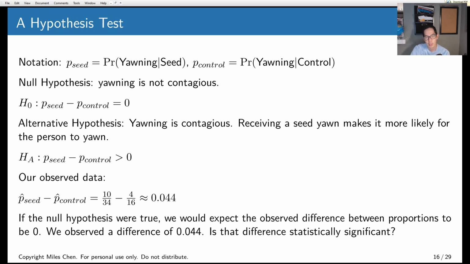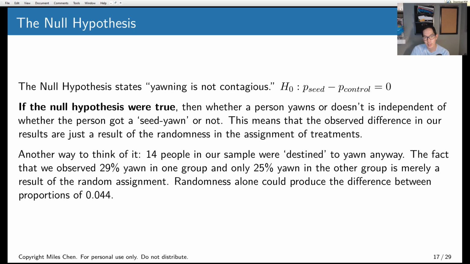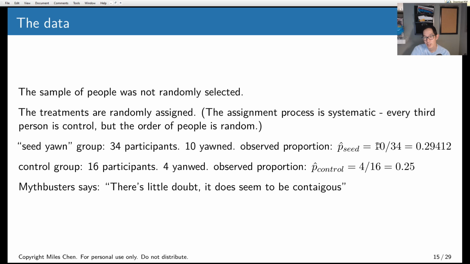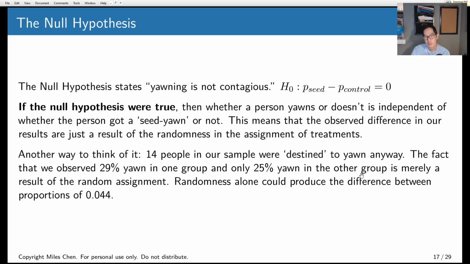Our samples are not big enough for us to do a z proportion test, because I need at least 10 yeses and 10 nos. And here I have 10 yeses and 24 nos for the seed group, but I only have 4 yeses and 12 nos in the control group. So I don't have enough to do a proportion test.